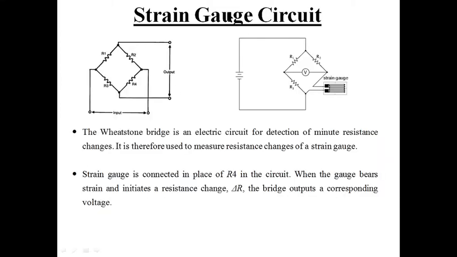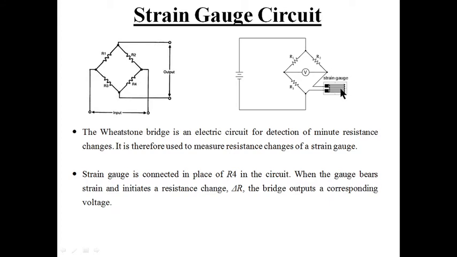So here is the strain gauge circuit, where we are going to use the Wheatstone bridge. Do you know what a Wheatstone bridge is? A Wheatstone bridge has 4 resistances, and it is used to measure small changes in resistance. Here you can see the strain gauge is connected to the Wheatstone bridge.